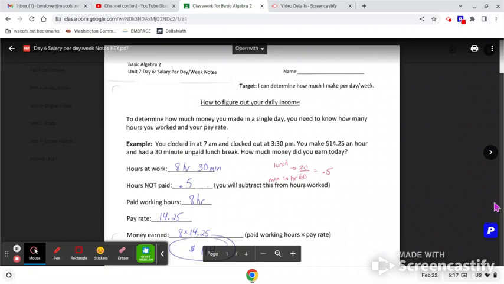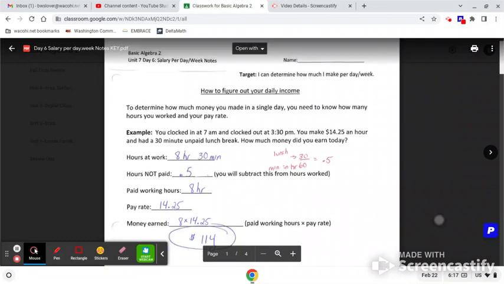Slover's Math. Today we're going to focus on figuring out how much you get paid per day or how much you get paid per week. So the first part of the notes is focusing on just one day, because once we've mastered one day, then we can figure out how much we make in a week.